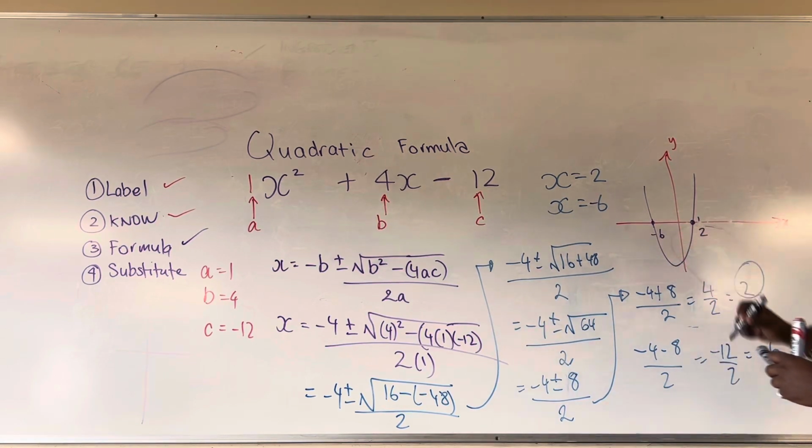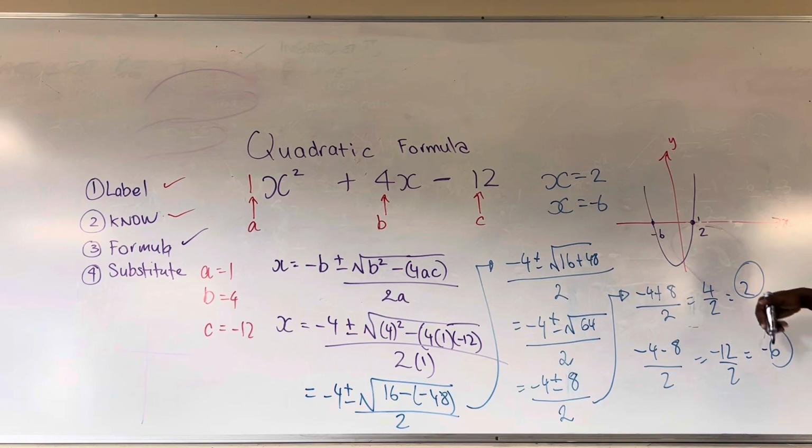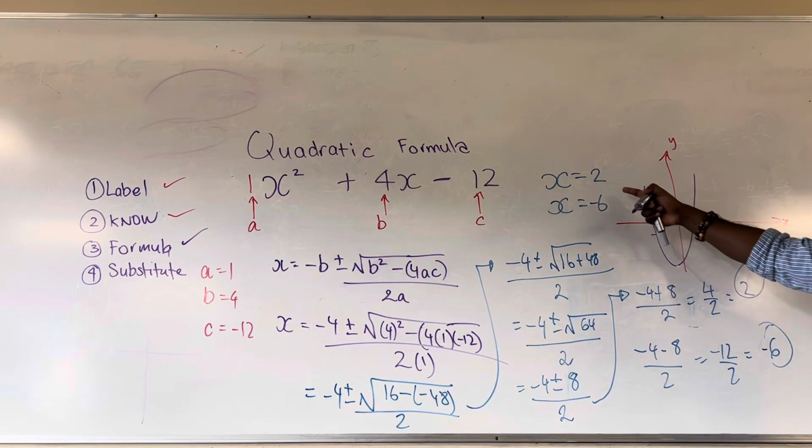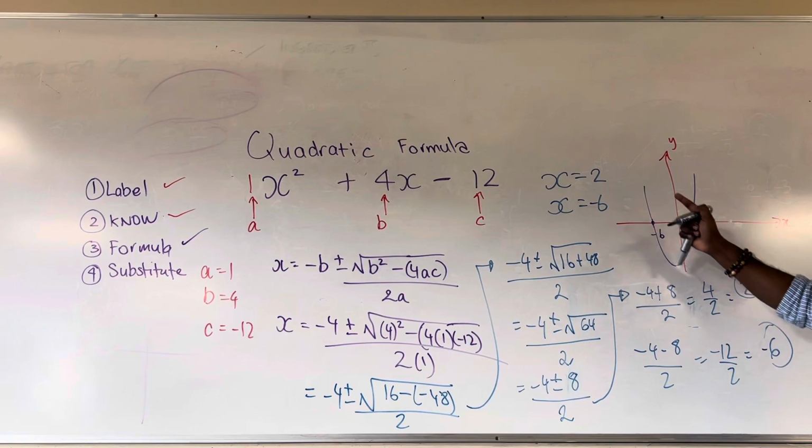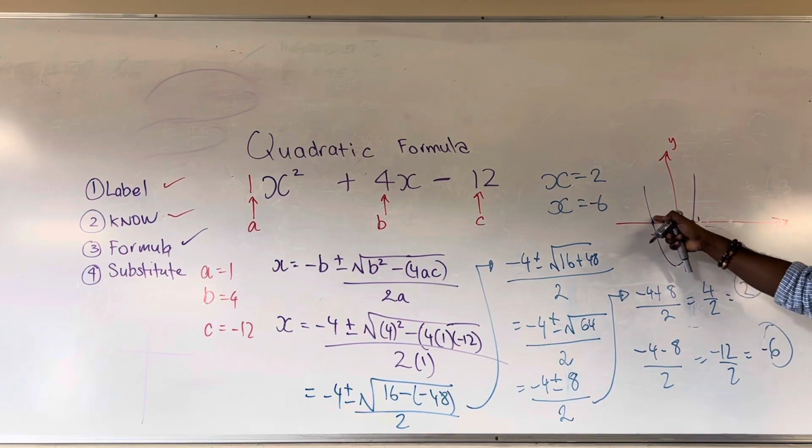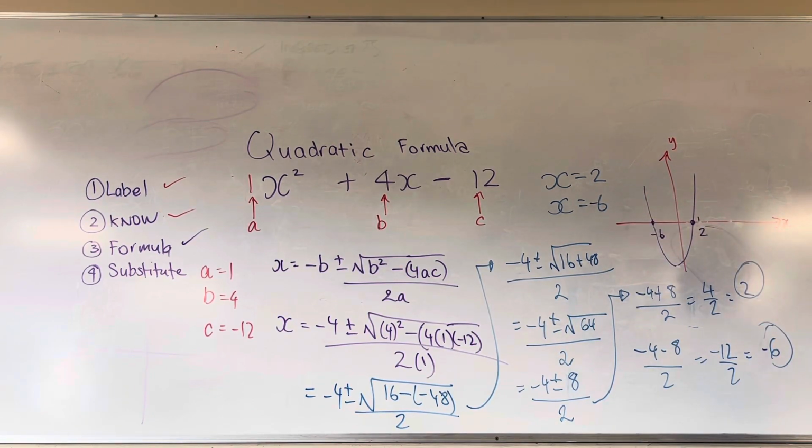X is 2 and negative 6. We're not really focusing in this video on the turning point or the y-intercept. The main focus of this question is the x-intercepts, which are the x values. Okay, so x is equal to 2 and x is equal to negative 6. Those are those particular points there.